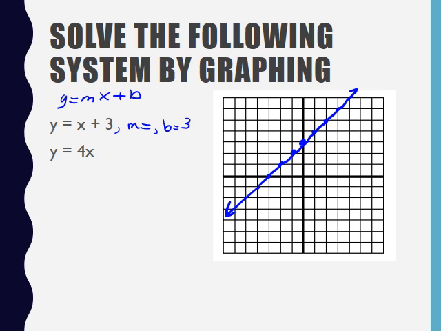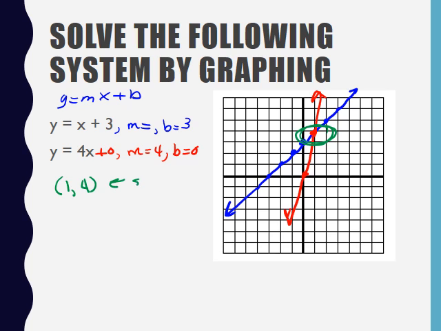So my second equation, remember this is like plus 0. So my slope is 4 and my y-intercept is 0. Okay. So I'm going to go up 4 and over 1. And that's all I need to graph on this because this is where they intersect. And my solution is going to be the point (1, 4).